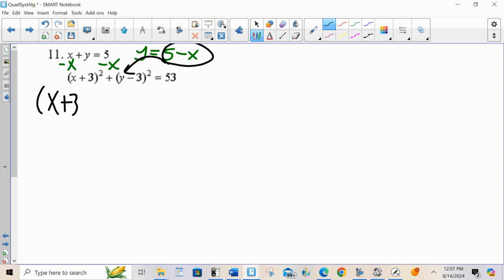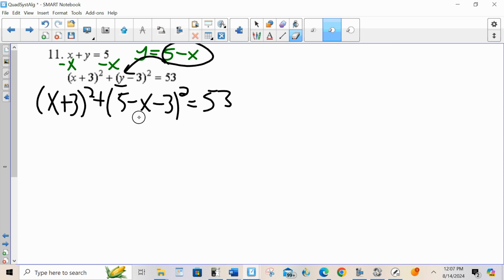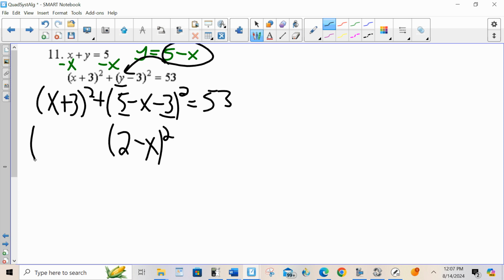So I have x plus 3 squared plus 5 minus x minus 3 squared equals 53. I replace the y with the 5 minus x. Now I can combine like terms in this middle thing. Some people are thinking a 3 by 3 box. No. 5 minus 3 is 2 minus x. And now since I have two binomials squared, I'm going to have to do two boxes.